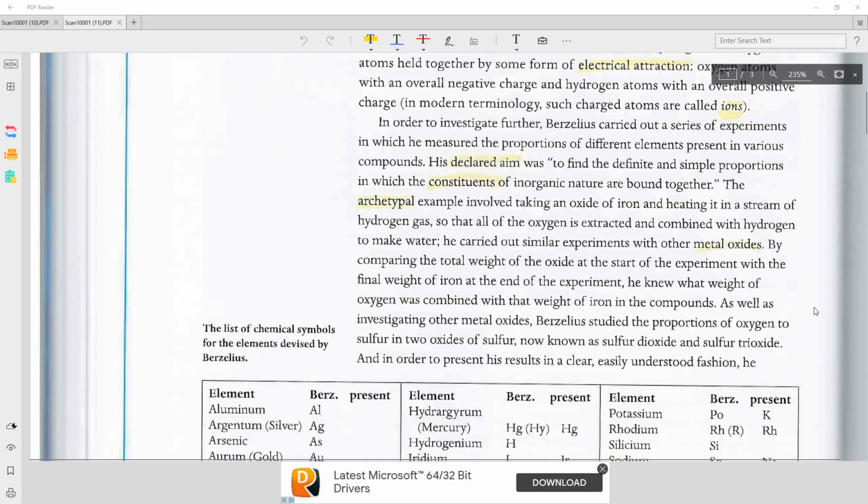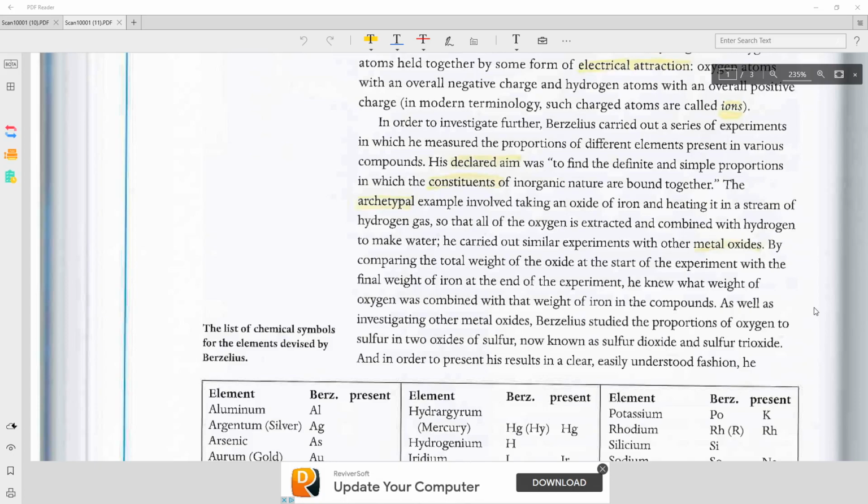In order to investigate further, Berzelius carried out a series of experiments in which he measured the proportions of different elements present in various compounds. His declared aim was to find the definite and simple proportions in which the constituents of inorganic nature are bound together.